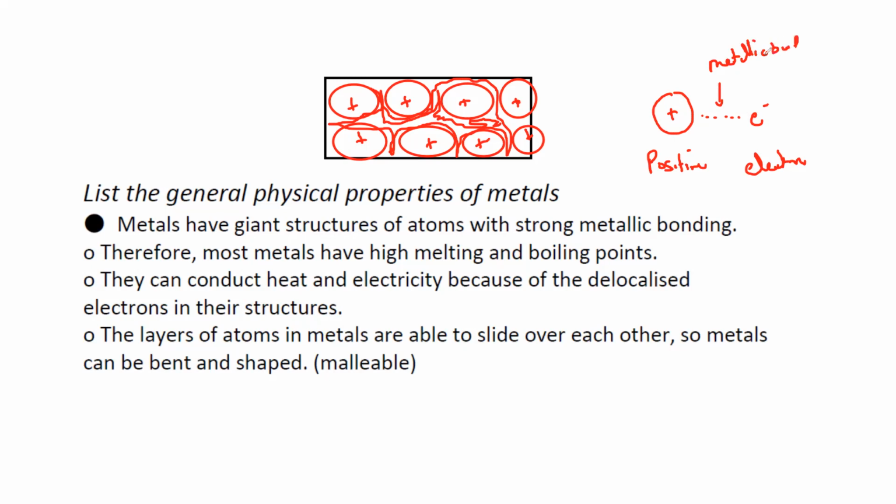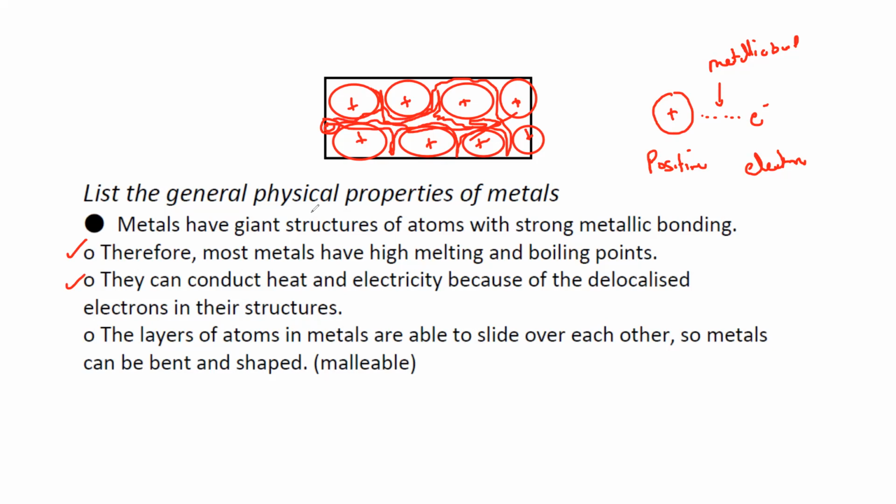That's why, except for mercury, most of these metals have a high melting or boiling point. And these metals can conduct electricity. Why can they conduct electricity? Because they have delocalized electrons, so the electrons can move from one place to another, and that is responsible for the conduction of electricity.